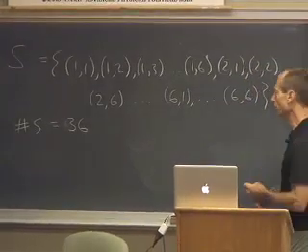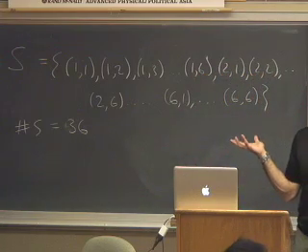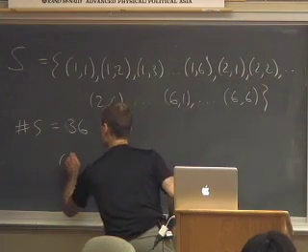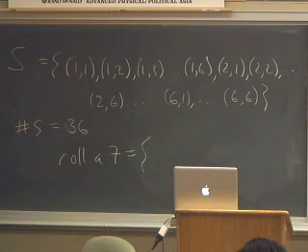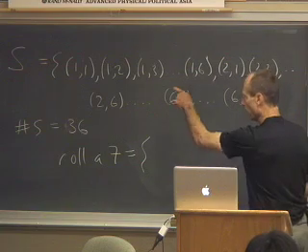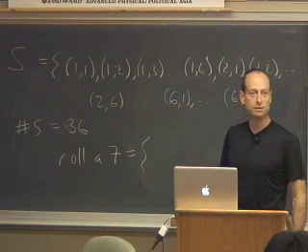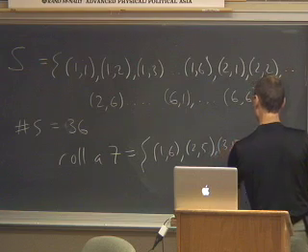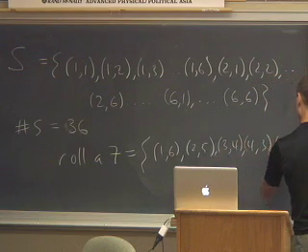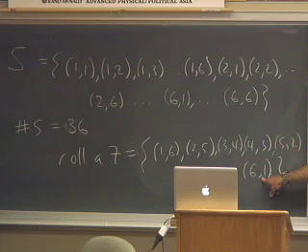Okay. And so what's the event that I roll a 7? That the sum of the spots showing on the 2 dice is equal to 7? What does that look like? Okay, so it's a subset of the outcome space, right? What does that subset consist of? (1,6), (2,5), (3,4), (4,3), (5,2), (6,1). Okay. 1, 2, 3, 4, 5, 6 elements, right?